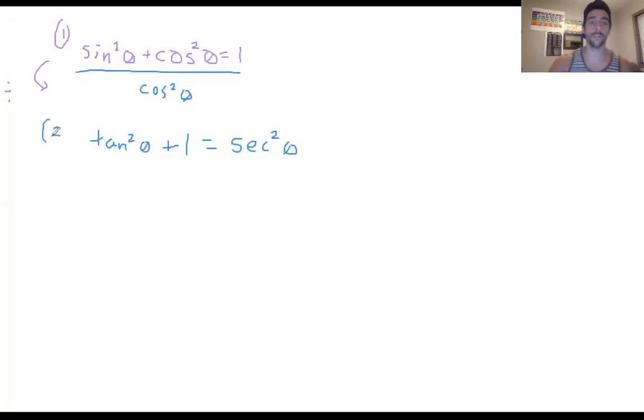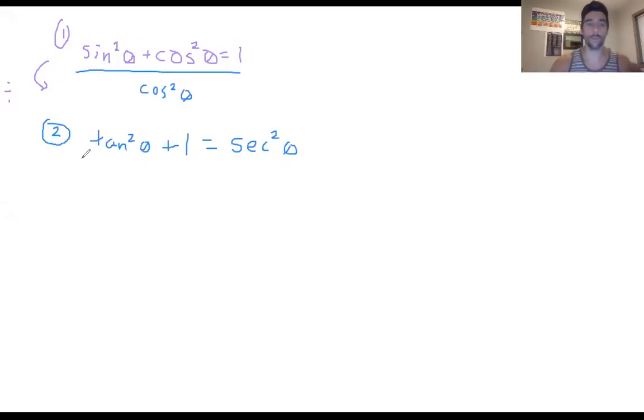the rest. So if I want to find another identity, what I could have done, instead of dividing by cosine squared theta, I could have started by dividing by tangent squared theta. Actually, I want to make sure I'm right before I keep going. Cool, good to know. I'm glad I checked it out. I was going to mess that up.